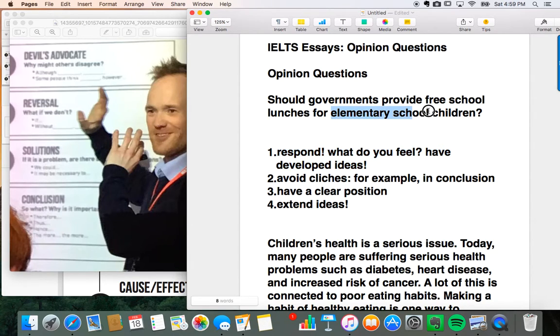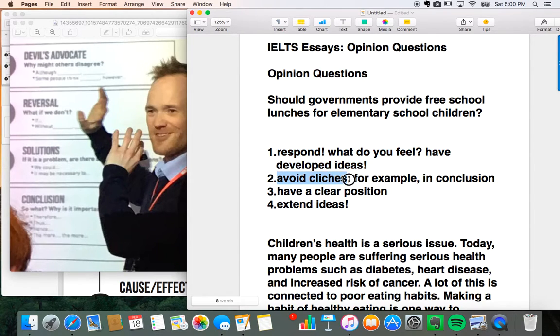This is a very serious issue. Money for school lunches comes from taxes. Your money pays for that. If children are not healthy and they grow up to be unhealthy, your taxes pay for health care. If you are unhealthy, this is going to decrease the quality of your life. So have an opinion. It's extremely important. If you don't have these ideas, it's going to be very difficult to develop your ideas.